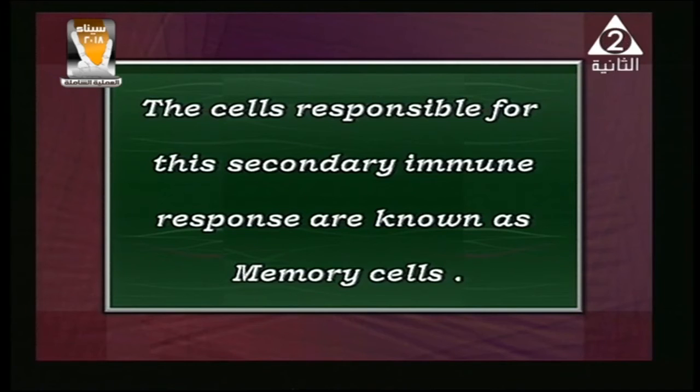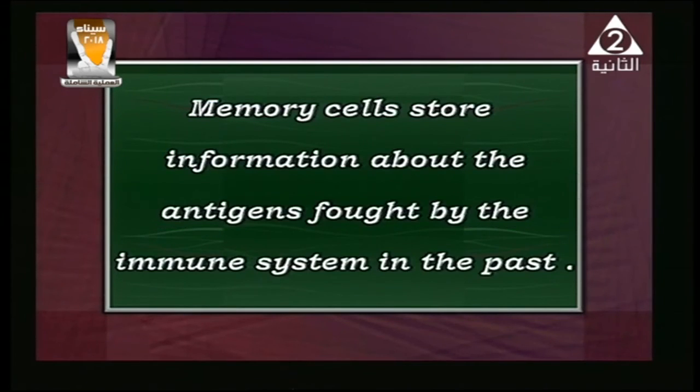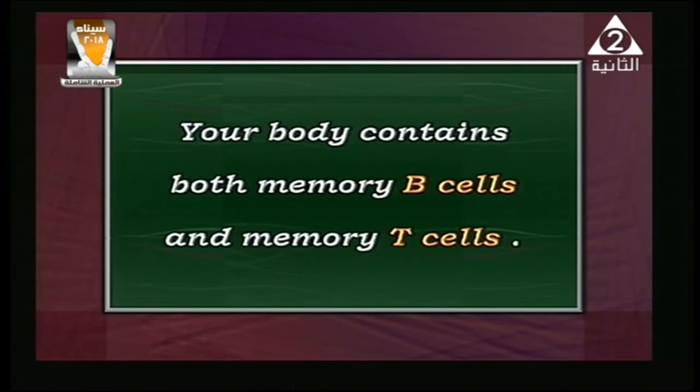They stay in the blood or in your body for a longer time, from 20 years to 30 years, and maybe sometimes more. These memory cells store some information about the antigens that were recognized by the immune system in the past. Your body contains both memory B cells and memory T cells. So we have some information already collected before by the memory cells, archived inside your body by a specific type of cells.